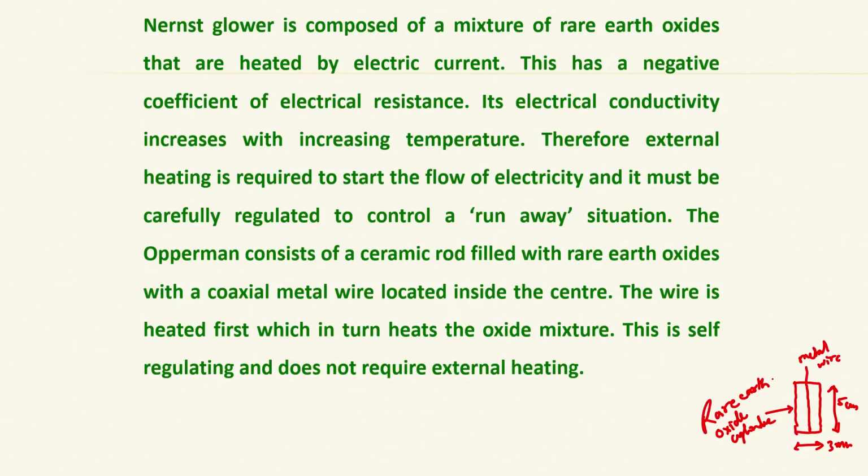That means one single instrument will take care of the total arrangement. So, you do not need a second circuit, unlike Nernst Glower. So, with a coaxial metal wire located inside the center, Oppermann is designed. So, the wire is heated first, which in turn heats the oxide mixture. This is self regulating and does not require any additional external heating.